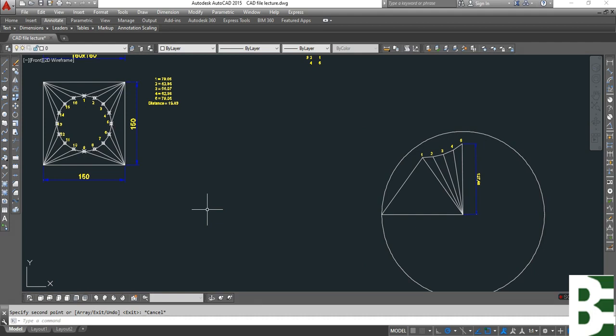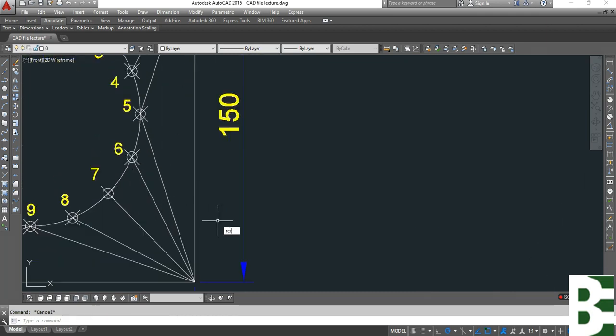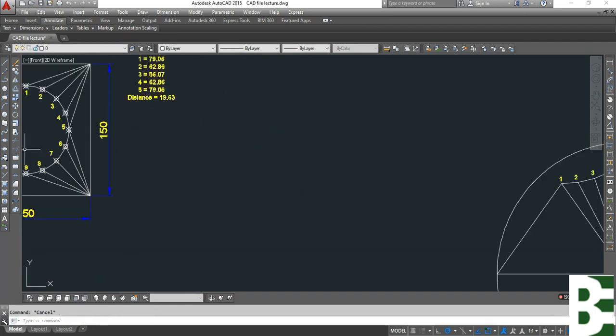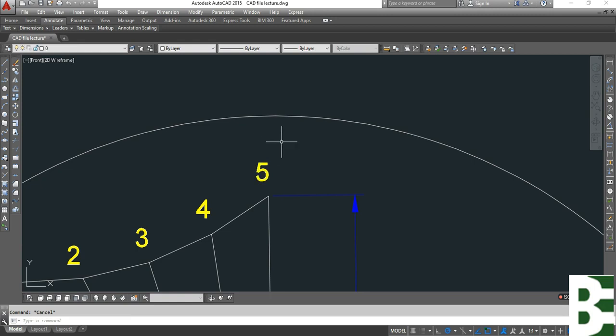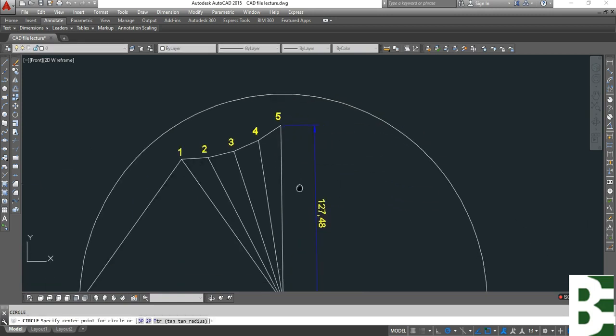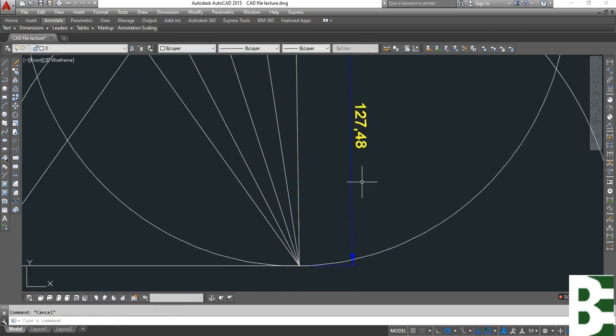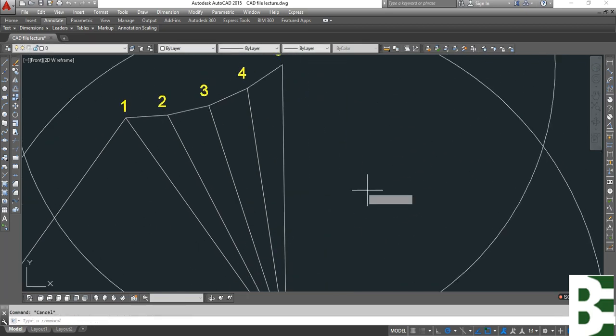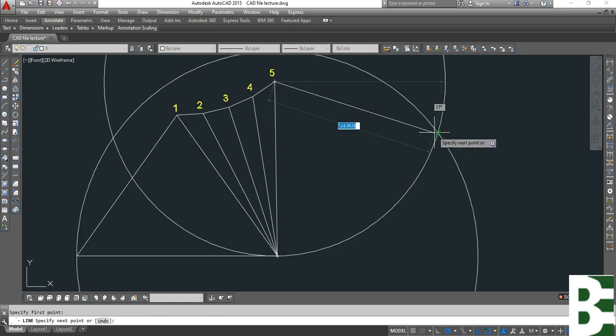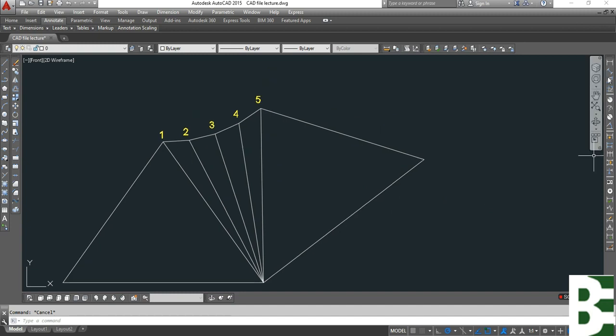Now one corner of the segment is ready. This is my final drawing which I am drawing. This is the final segment. This number 5 from both ends. That's why I will draw a circle of 127.48, and the circles are touching each other, and here I will draw a single line.